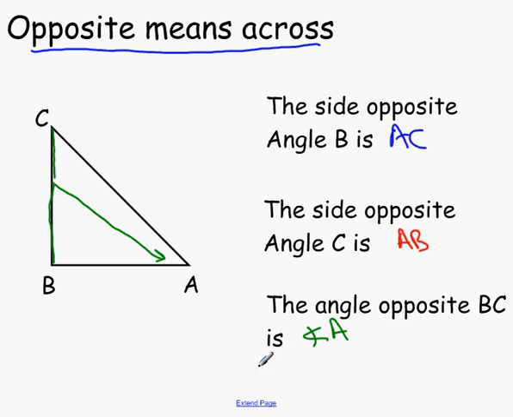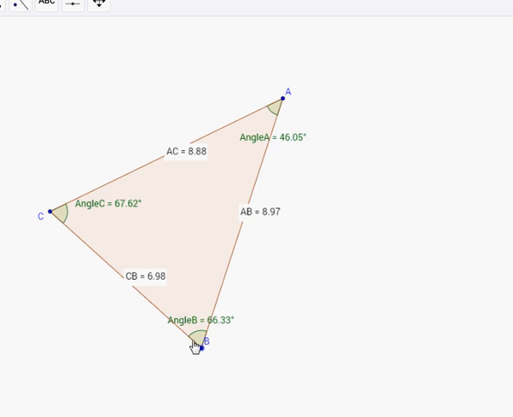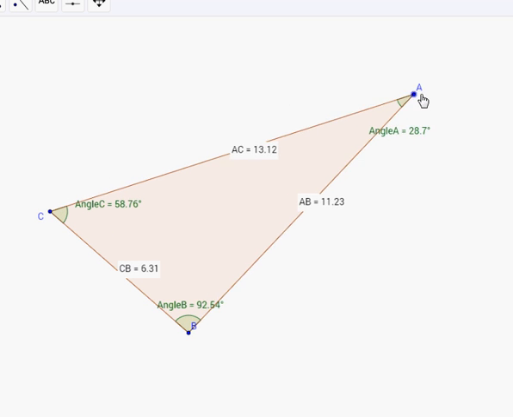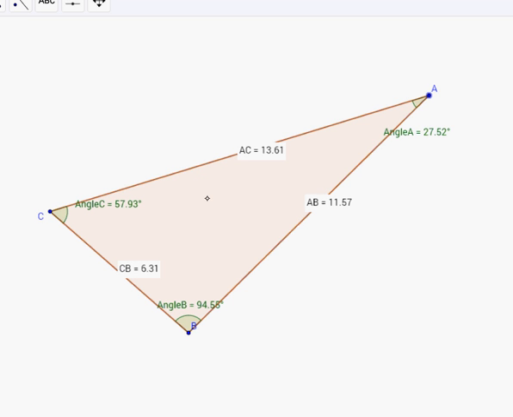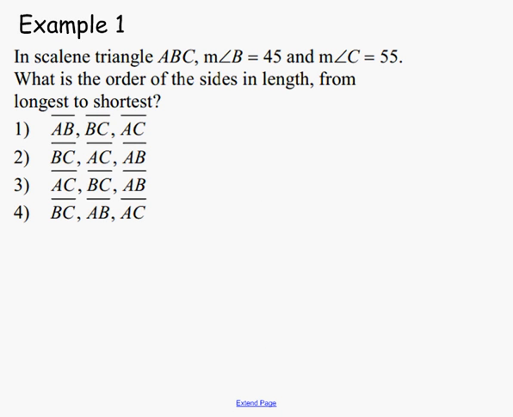All right? And what we've learned, right, through this GeoGebra manipulation is that the longest side is opposite the biggest angle, and we see that here. And we'll also notice that the shortest side, in this case the shortest side is 6.31, is across from the smallest angle. All right, so that's the, excuse me, I said triangle inequality theorem earlier. I didn't mean to say that. I meant to say angle-side relationship theorem. Okay, so this is the angle-side relationship theorem, and let's work out some examples.